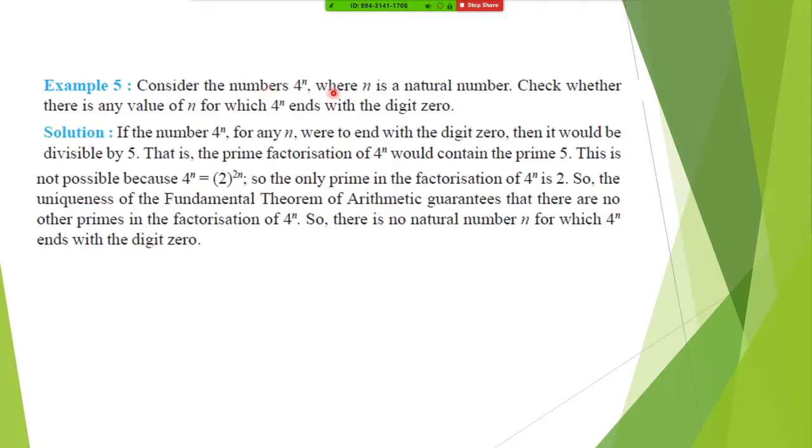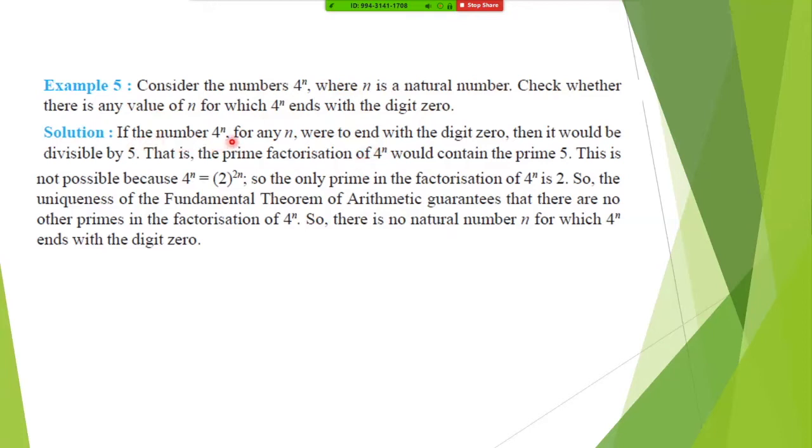So consider the numbers 4 to the power of n, where n is a natural number. Check whether there is any value of n for which 4 to the power of n ends with the digit 0. So is 4 square ending with 0? No. Is 4 cube ending with 0? No. Is 4 to the power of 4 ending with 0? No. But for that we need to have some sort of a test. We can't do it on a trial and error basis.